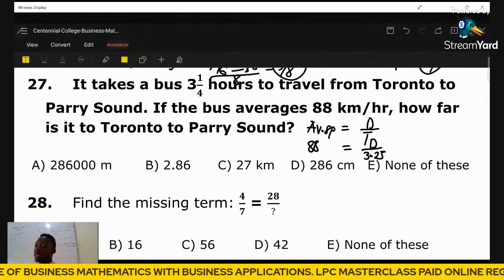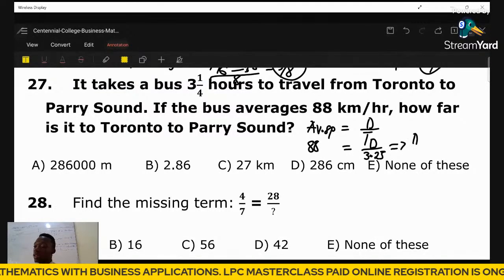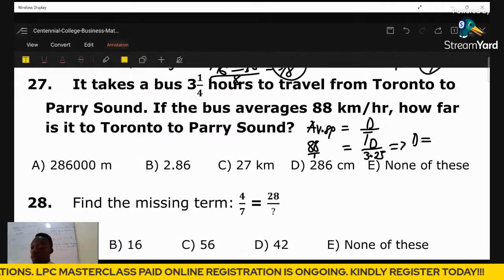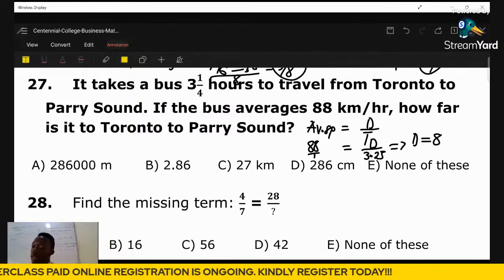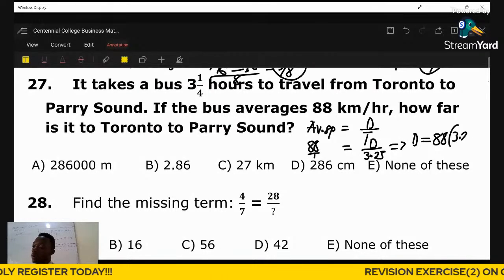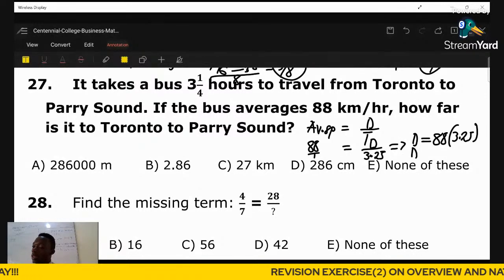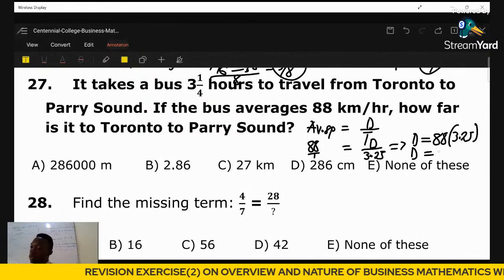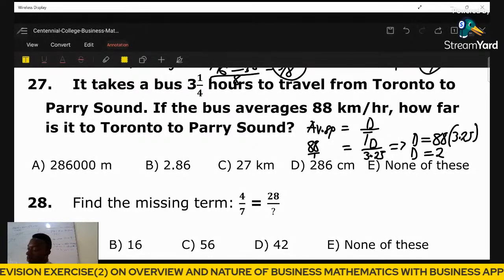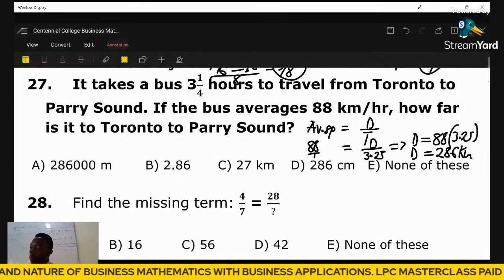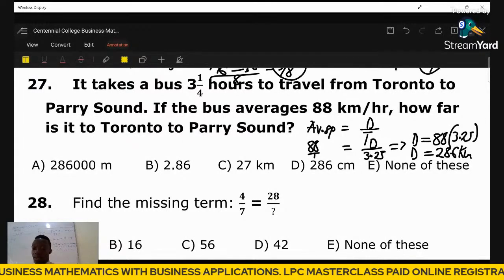They want to make D the subject, so I'll bring it here by saying that D should be equal to 88 multiplying 3.25. So what are we getting as distance? In my case, I had a distance of 286 kilometers. That's the distance that we are finding.